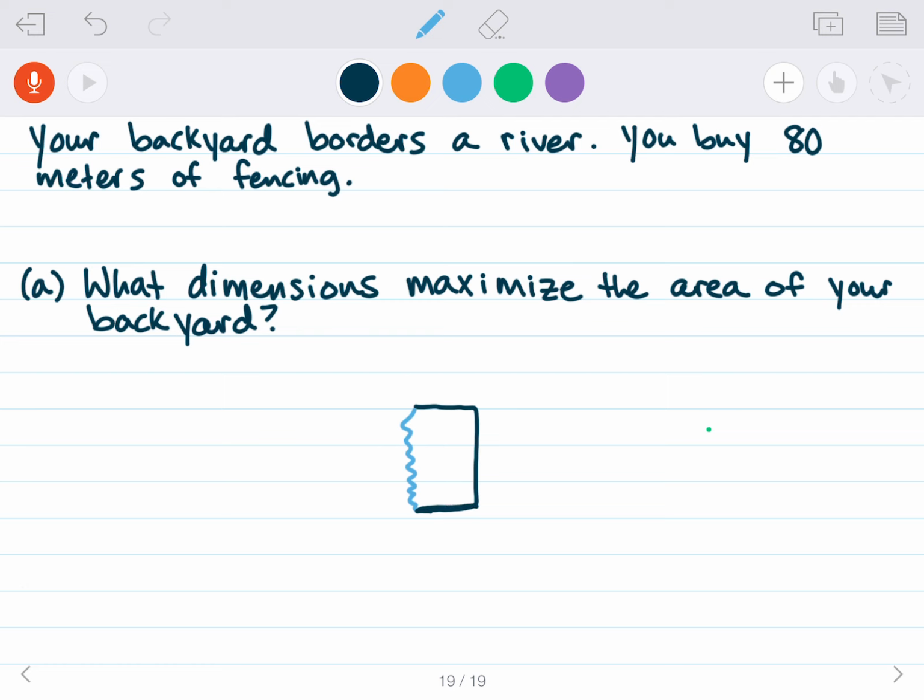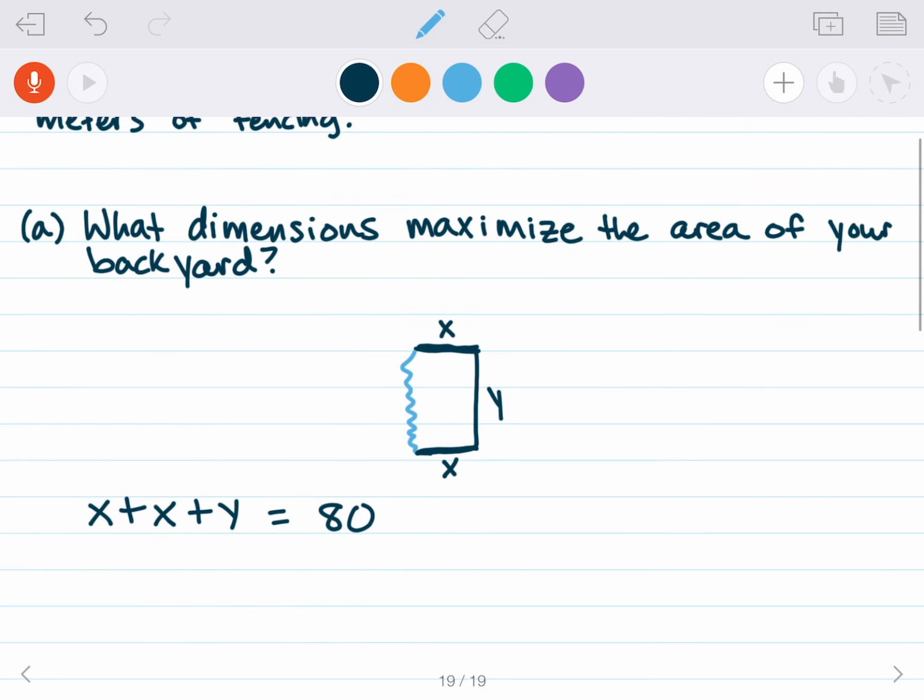These two widths right here that I'm bolding, we could call these x. We're not really sure what those dimensions are. And we could call the longer one y. And what we do know is that we have 80 meters of fencing to use around the perimeter. So I can come up with an equation to model this. When I add up all of the sides of this fence, x plus x plus y should give me 80 meters, right? So combining like terms on the left, x plus x is 2x.